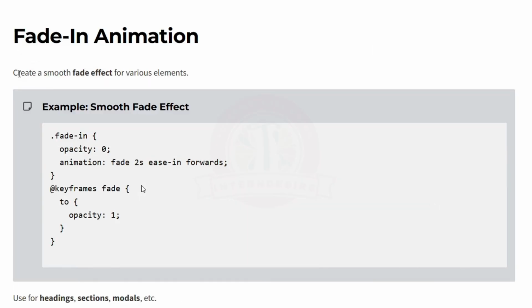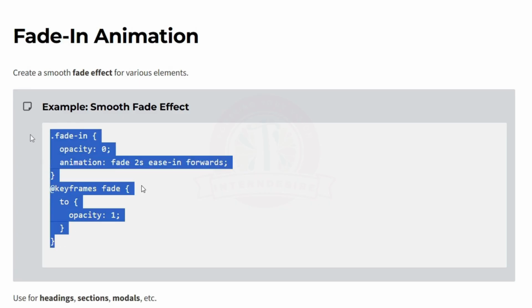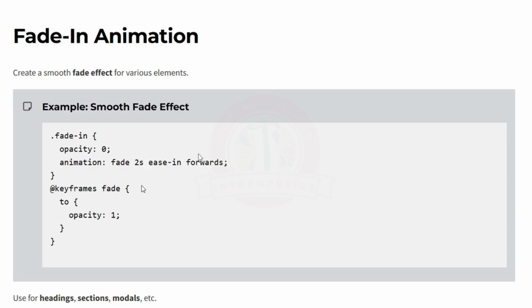Fade-in animation. It's an example of creating a smooth fade effect for various elements. It can be for a heading, section, or any div or any modal. So fade-in will fade the element. So just copy it and see what it does. Fade-in, opacity is 0, animation is fade 2 seconds ease-in, and direction is forwards.